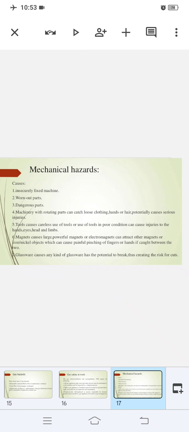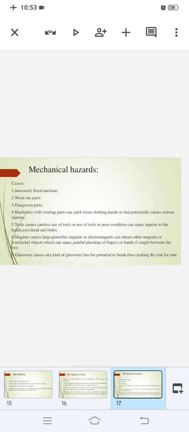Okay, so in this slide it is given what are the various causes of mechanical hazard. First one is insecurely fixed machine, worn out parts, dangerous parts. Machinery with rotating parts can catch loose clothing, hands or hair, potentially causing serious injuries. Then tools: careless use of tools or use of tools in poor condition can cause injuries to the hands, eyes, head and limbs.